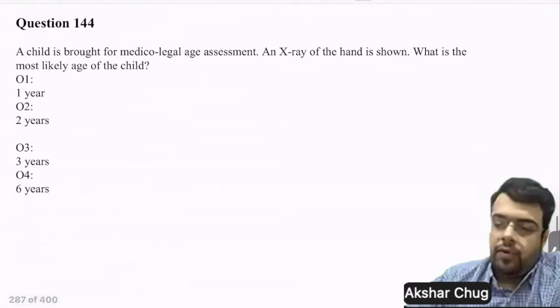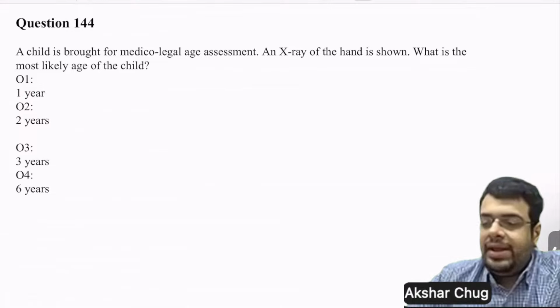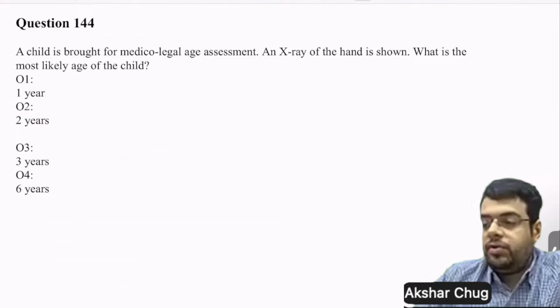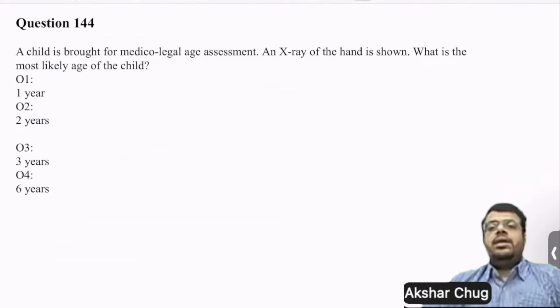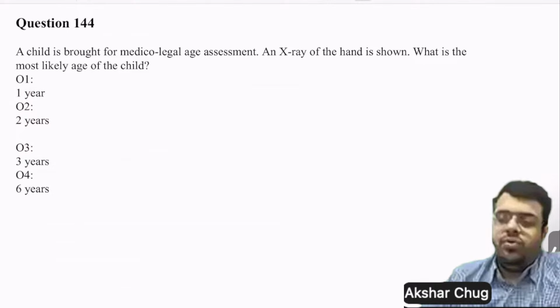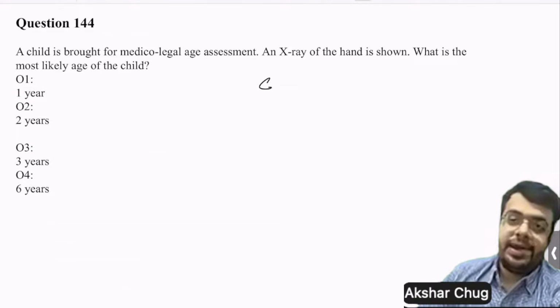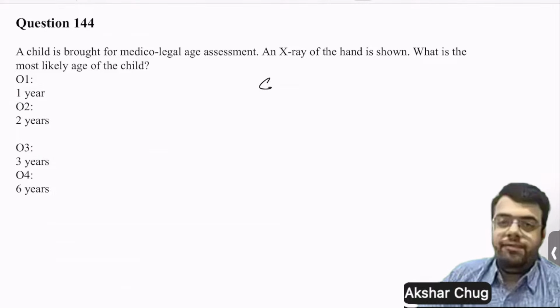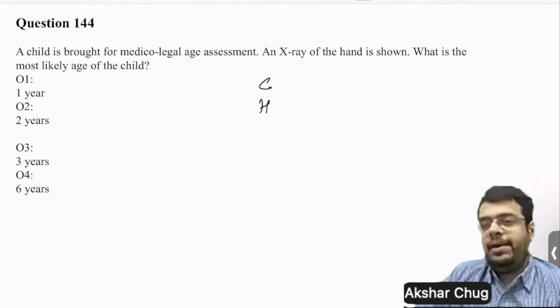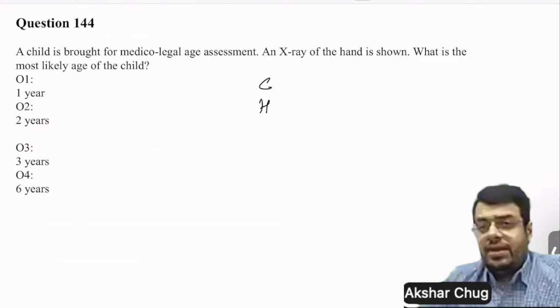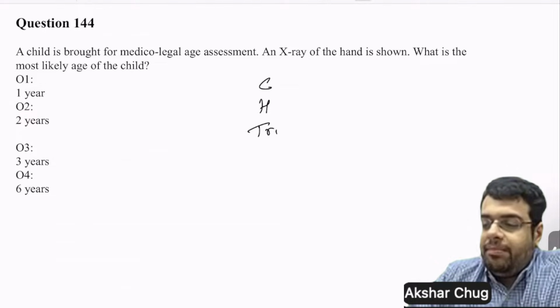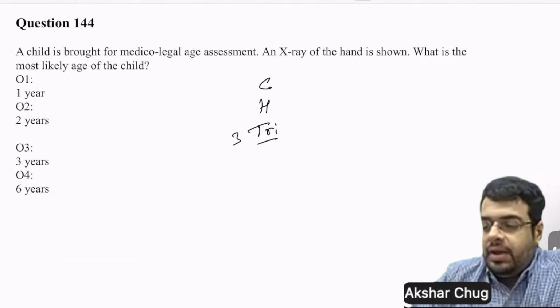Question 144. A child is brought for medico-legal age assessment. The X-ray of the hand is shown. What is the most likely age of the child? In the X-ray, we see different carpal bones. Just to revise, the first carpal bone to appear is the capitate. You can remember it as the captain of the team, so the captain always comes first. Second is the hamate, the vice captain. Then triquetrum, as the name says, tri, comes third. Then lunate, which you can convert into a 4, so it is the fourth to appear.